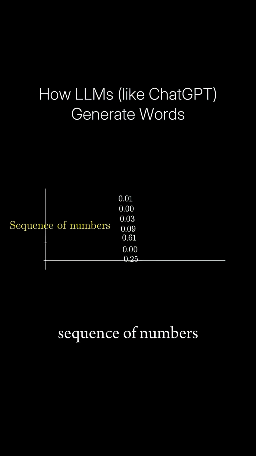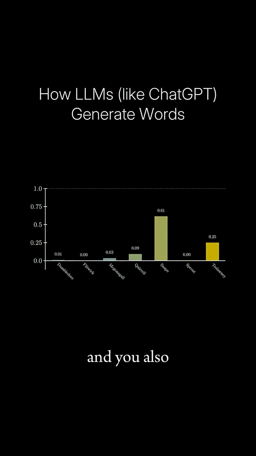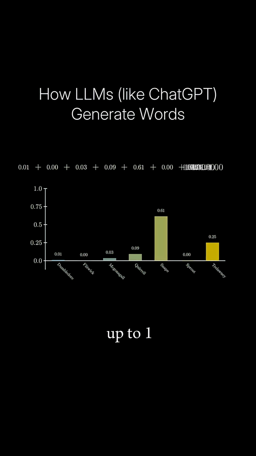It's called Softmax. The idea is that if you want a sequence of numbers to act as a probability distribution, say a distribution over all possible next words, then each value has to be between 0 and 1, and you also need all of them to add up to 1.